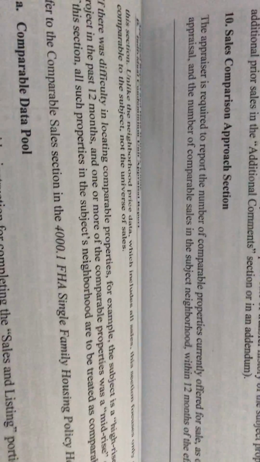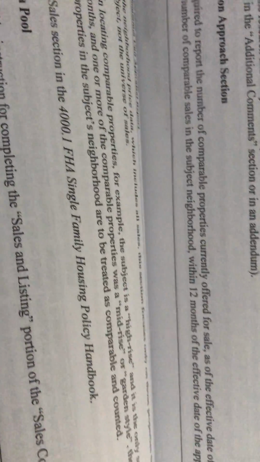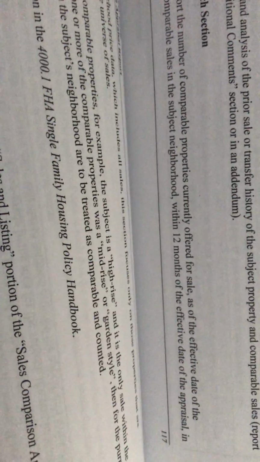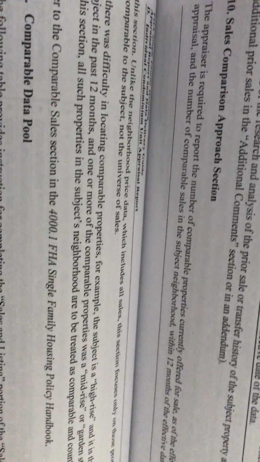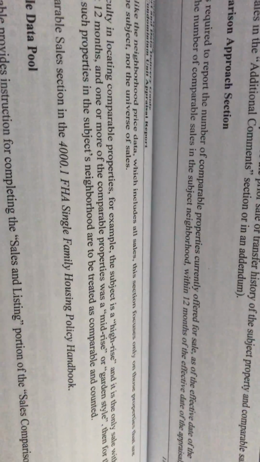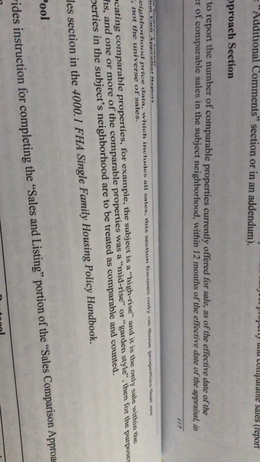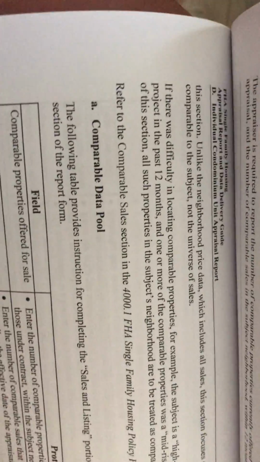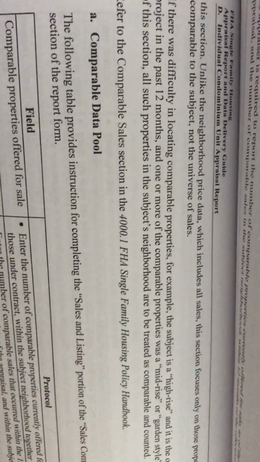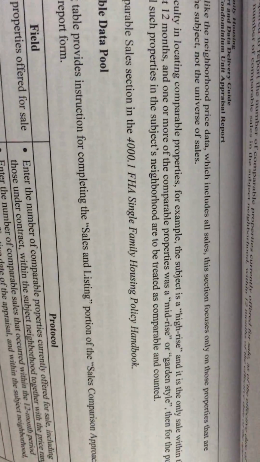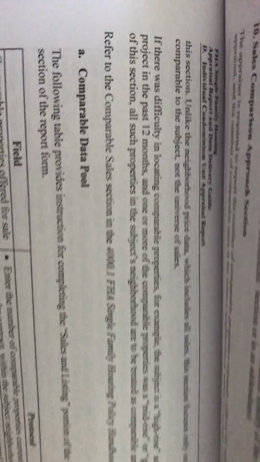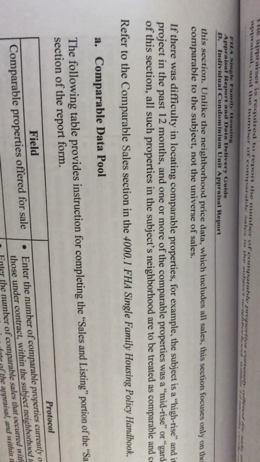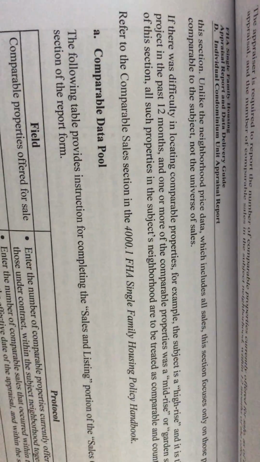The appraiser is required to report the number of comparable properties currently offered for sale as of the effective date of the appraisal, and the number of comparable sales in the subject neighborhood within 12 months of the effective date of the appraisal, on page 203. Unlike the neighborhood price data, which includes all sales, this section focuses only on those properties that are comparable to the subject, not the universe of sales.